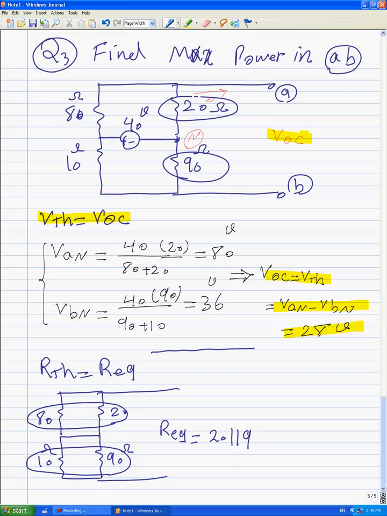20 parallel to 80 plus 90 parallel to 10. And the final answer is equal to 25. Yeah, the final answer is equal to 25.